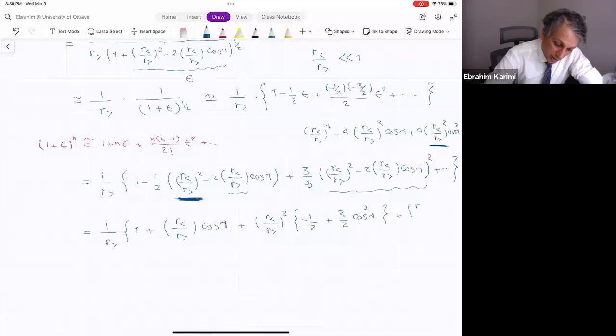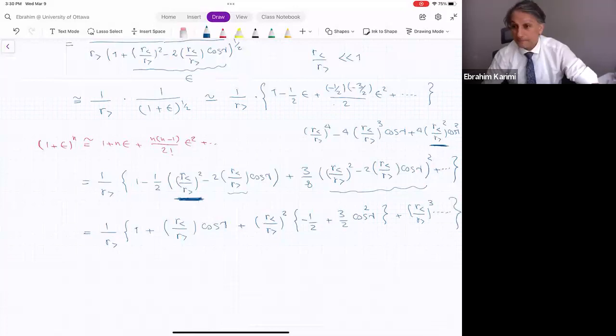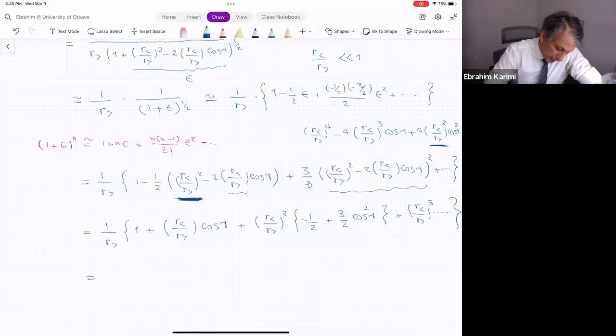Plus r small over r larger to the power of 3 and other terms. Agreed? Okay. So that will be 1 divided by r larger, plus 1 plus r small over r larger. What is cosine of gamma? It is P1 of cosine of gamma.